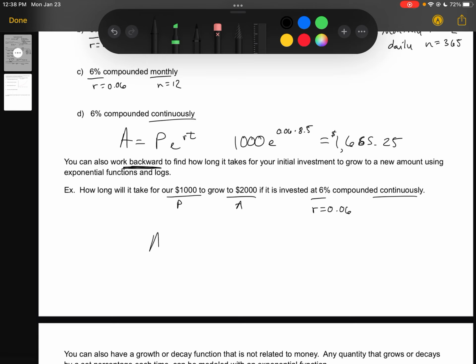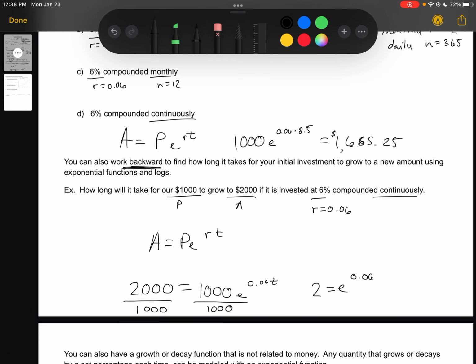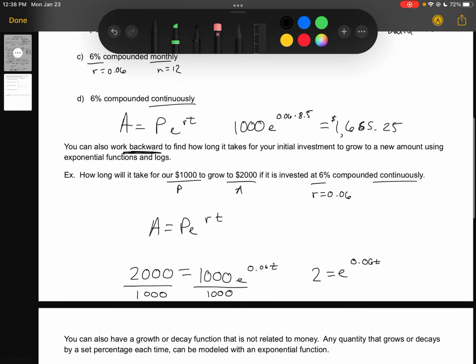So our rate here is 0.06, compounding continuously, so that's going to tell us we're using A equals Pe^rt. So we're going to plug in everything that we know, and then we're going to solve for what we don't know. So $2,000, 1,000 here, our rate of 0.06, and then t is what we don't know. So this is the step where we go through and we solve for t. So we can divide both sides by 1,000, and we're left with 2 is equal to e^(0.06t).